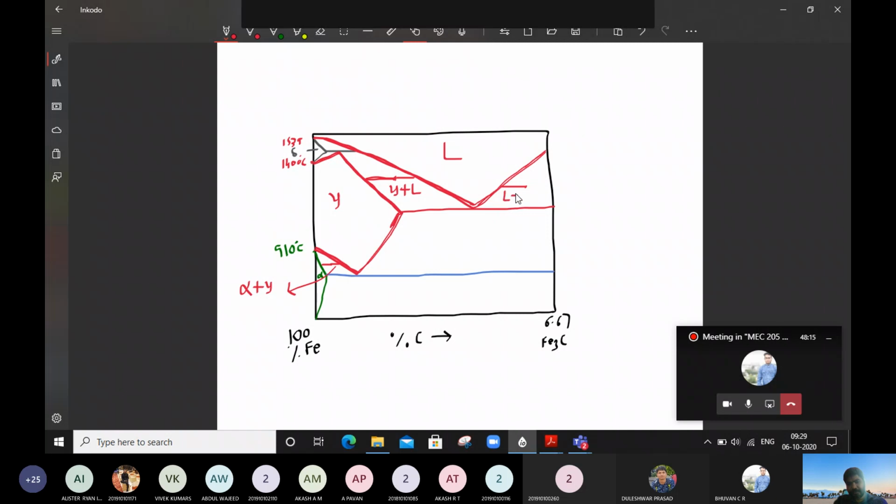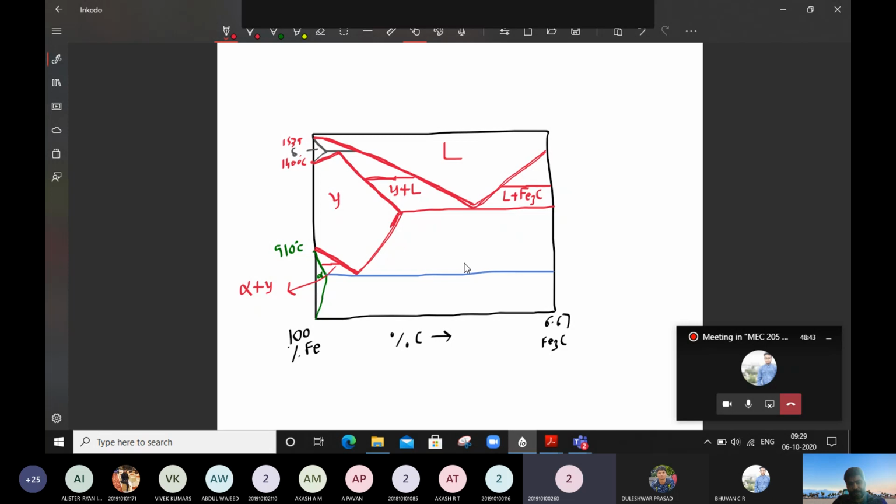So if you draw a line and it strikes here, it says liquid will be there. Draw a line like this. Here we are having Fe3C. So liquid plus Fe3C will be present here. So in this region we are having gamma plus liquid, and in this region we are having liquid plus Fe3C.